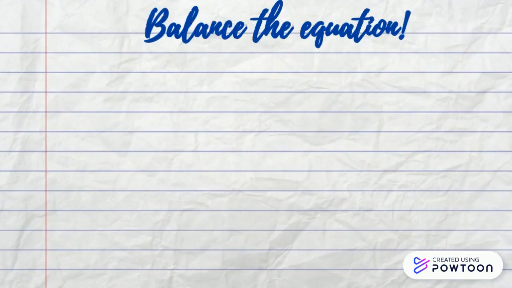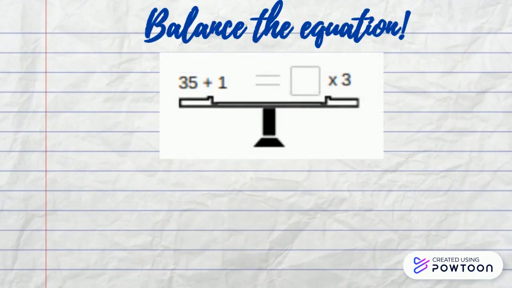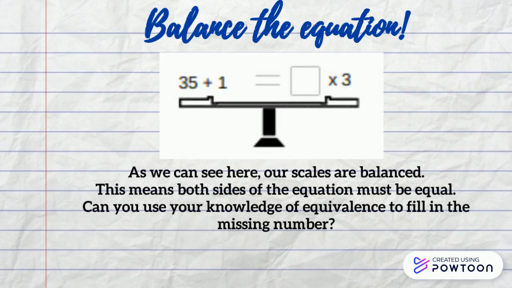Okay, let's have a look at a quick example together. Now this is called balance the equation. As we can see here, our scales are balanced. This means that both sides of the equation must be equal. Can you use your knowledge of equivalence to fill in the missing number?